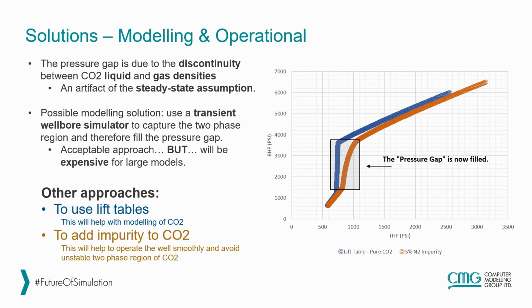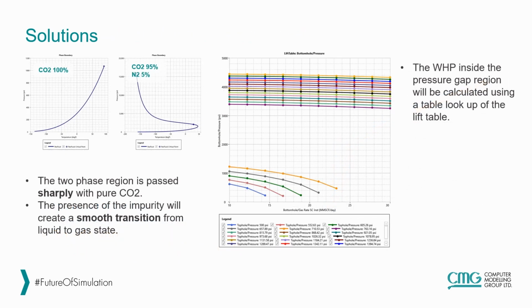There are two other ways to overcome this challenge. The first one is to use a lift table, and another one is to add impurity to CO2. Here on the right hand side plot, we see that by use of lift table, which is the blue curve, we've been able to fill this pressure gap. And also if we add impurity, which we've used nitrogen as the impurity here, again, we can fill this pressure gap. How are these approaches actually helping?